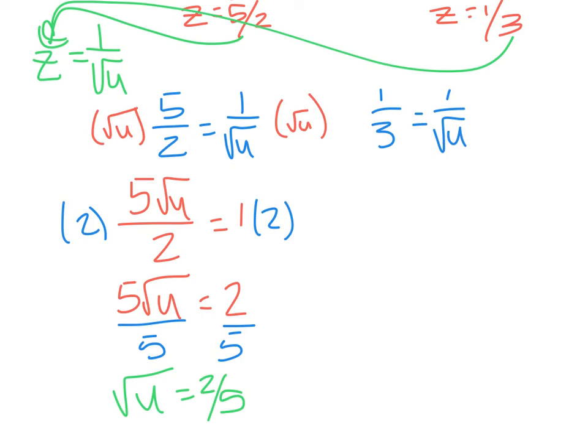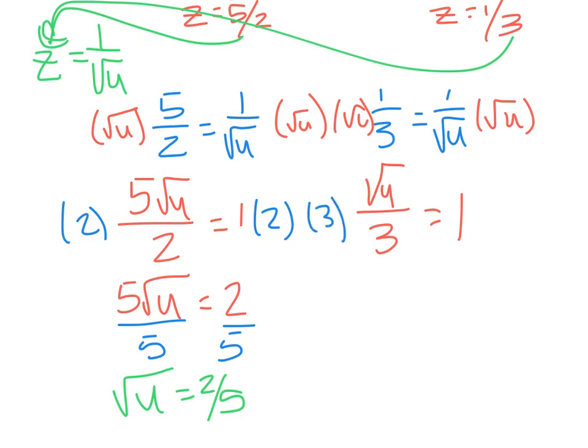So there's one of the answers. And we're going to do the same thing up here. Times the square root of u, times the square root of u. So we have the square root of u all over 3 is equal to 1. I'm going to multiply both sides by 3. And when I do that, I end up with the square root of u is equal to 3.